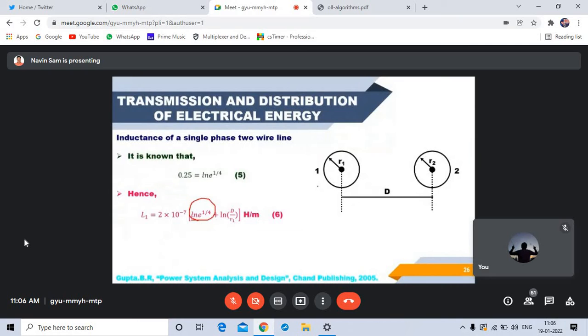Now, look at equation number 6. It seems to be ln A plus ln B. So ln A plus ln B can be written as ln AB. That's it. So do that mathematical simplification and write the answer. What you have to do is multiply e power 1 by 4 with d divided by r1. That's it.